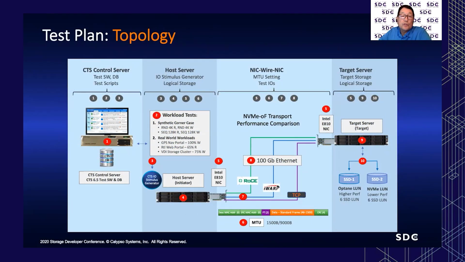First, on the control server side, we have captured the real-world workloads and deposited them into the CTS database, from which we can construct real-world workload test scripts. These synthetic and real-world test scripts are then sent to the CTS IO Stimulus Generator, which is mounted to the host server. The host server sees logical NVMe-oF fabric storage across the NVMe fabric to the target server.